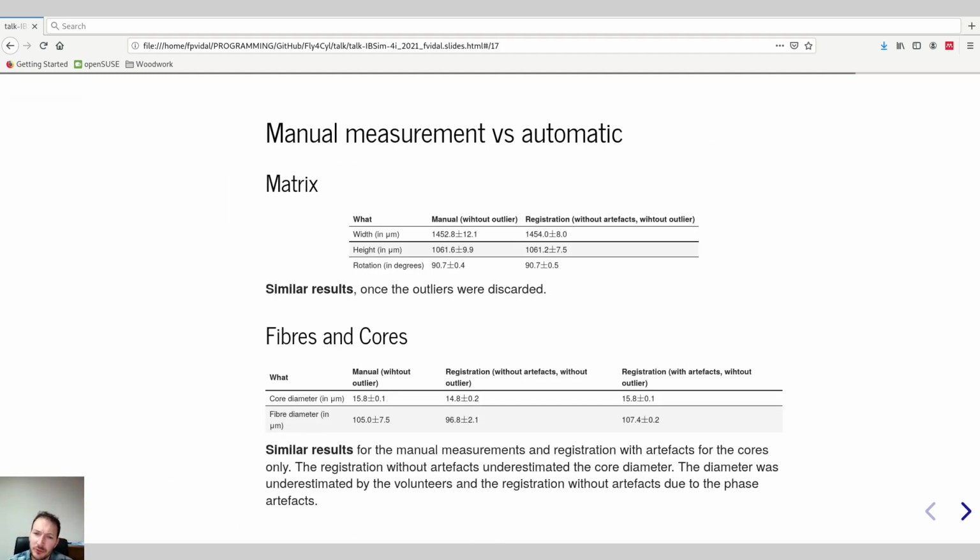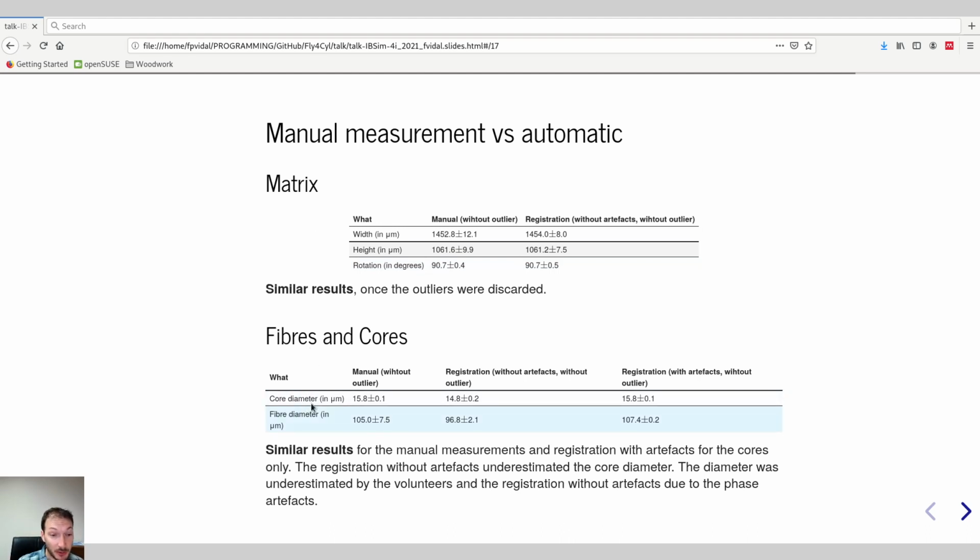And now what is interesting is to compare the manual measurements versus the automatic ones. So here I remove the outliers. We do not want to have a bias. So we can see that actually the manual measurements without the outliers are in good agreement with the registration for both the width, height, and rotation of the matrix.